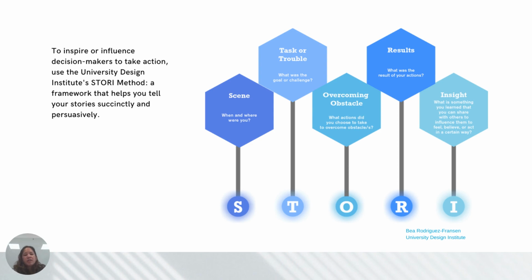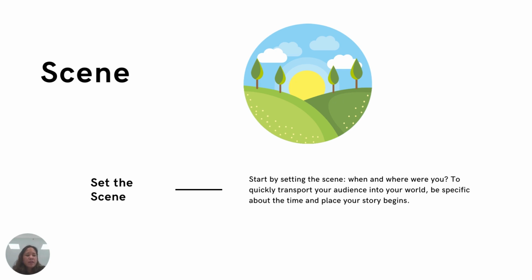So as you can see here, S stands for scene, T is for task or trouble, O is for overcoming obstacle, R is for results, and I is for insight. So let's look at each of these components. The first is setting the scene.